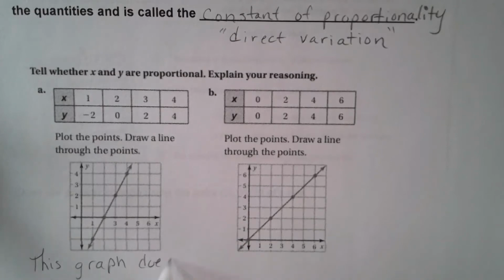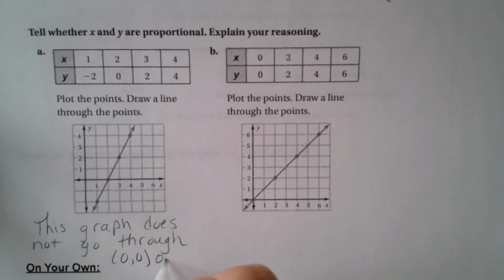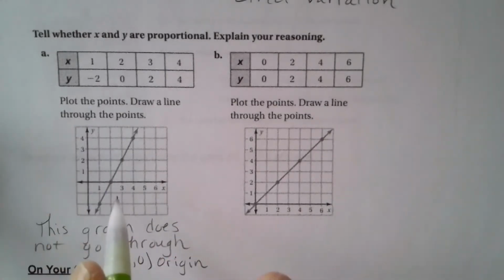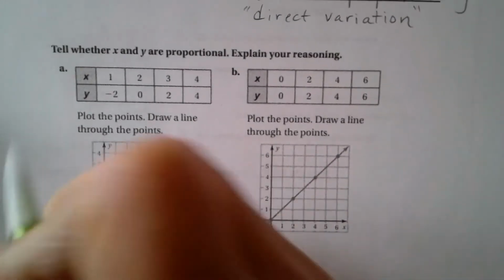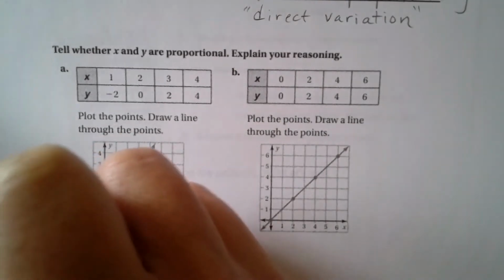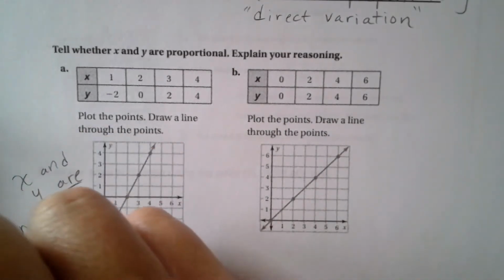Okay, so this graph does not go through the origin, which is (0, 0). That is called the origin of the graph. So this does not have a constant of proportionality. Okay, x and y are not proportional.